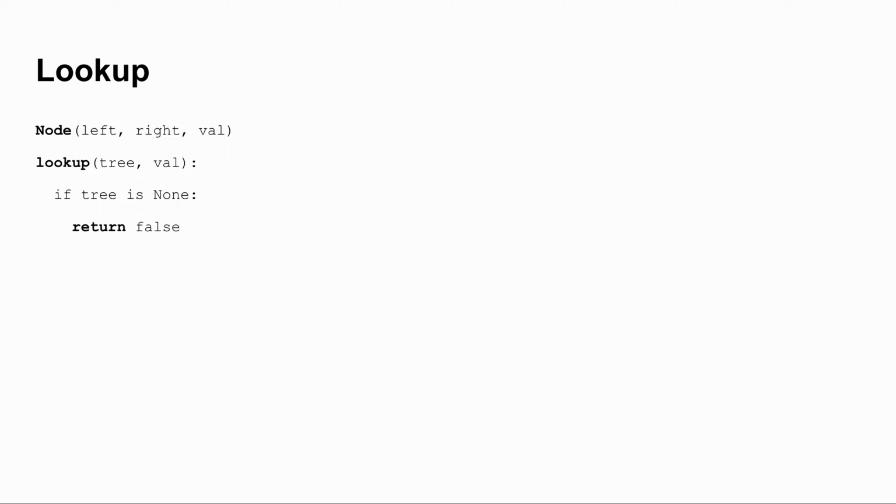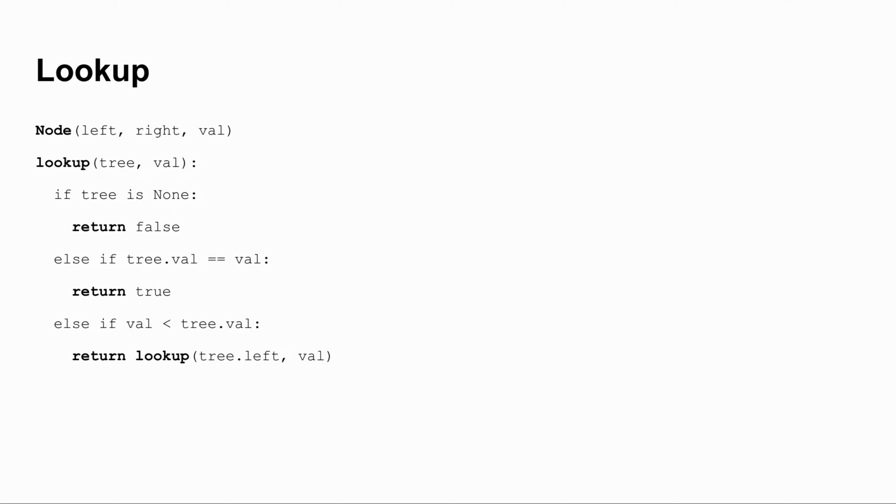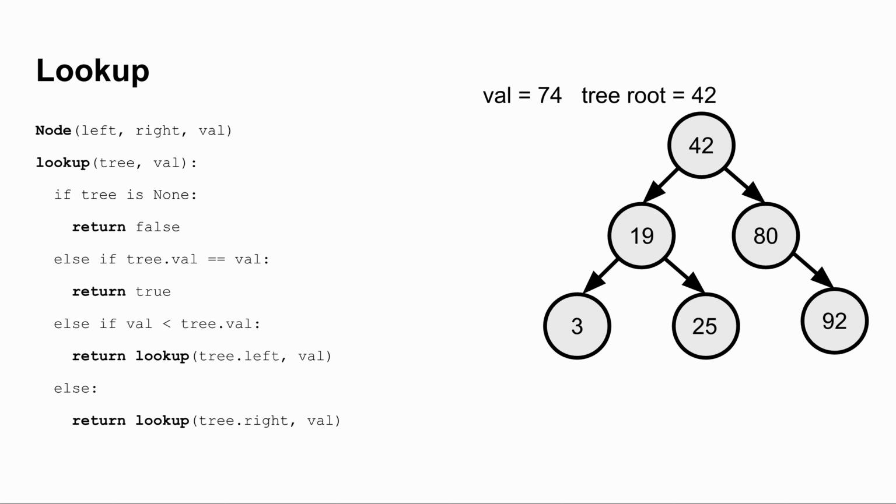For the base case, if there's no tree, then the value cannot be in the tree. If the value is equal to the value of the tree's root, then it is in the tree. Otherwise, if the value is less than the tree's root, then we should look in the left subtree. Else, look in the right subtree. I'll play the animation demonstrating how this works for the example we just showed.